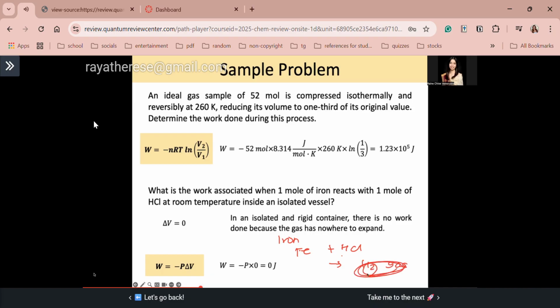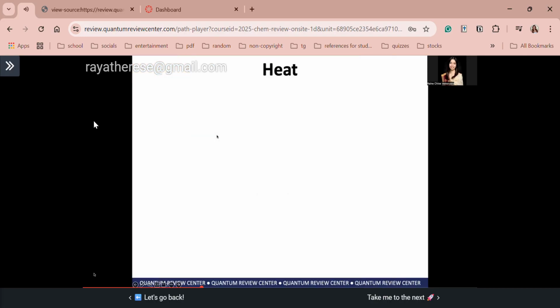Okay? Ang H2 gas na ito, mag-expand lang, nasa loob lang vessel lang siya, guys. Okay? Hindi siya mag-expand. That's why the delta V or change in V is equal to 0. Now let's proceed to heat.